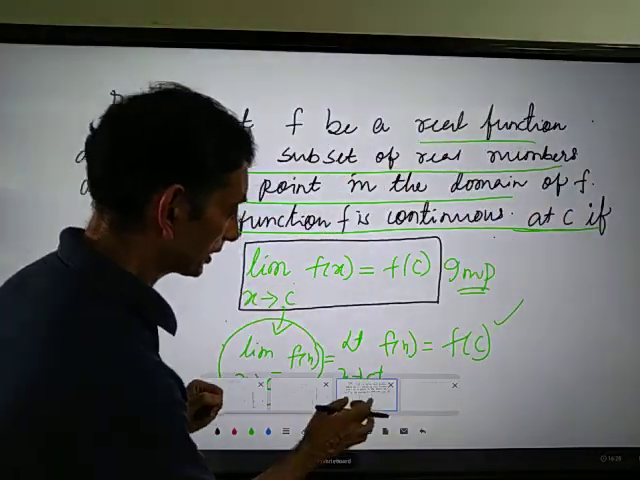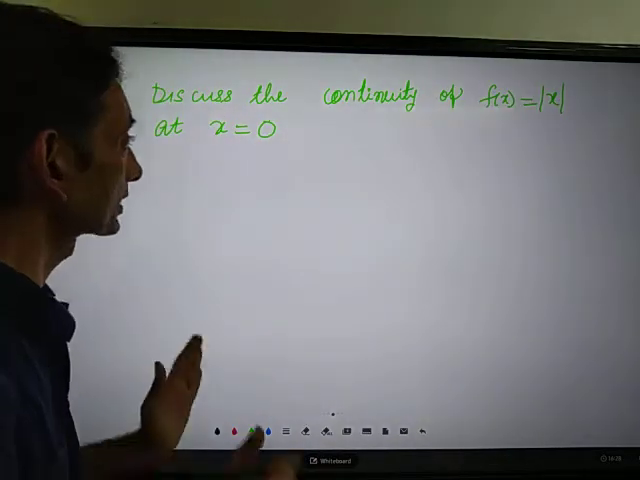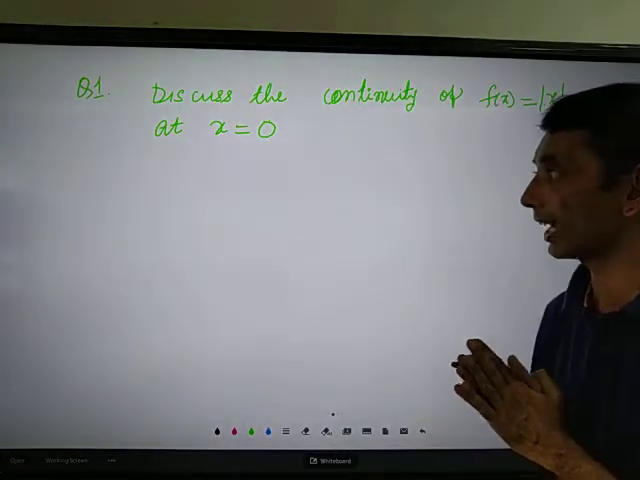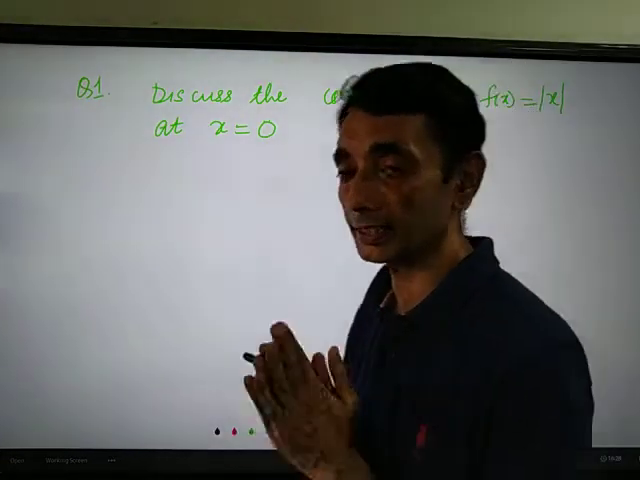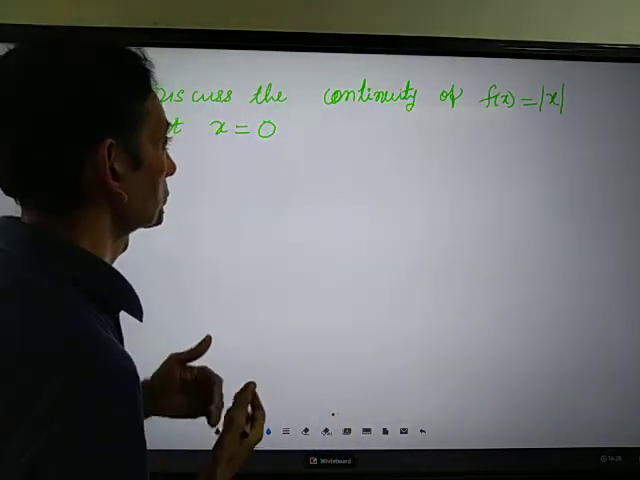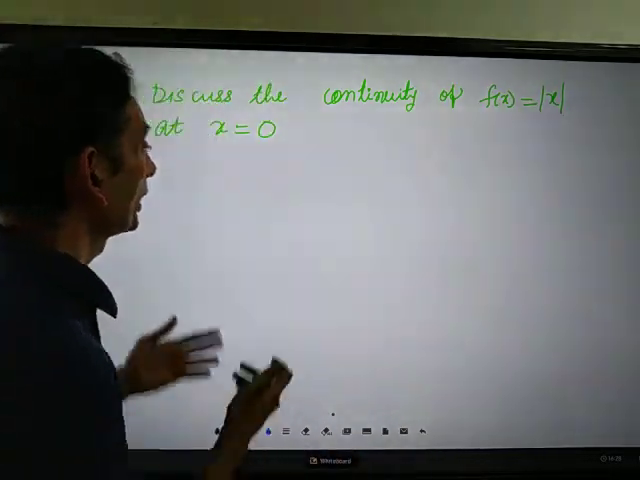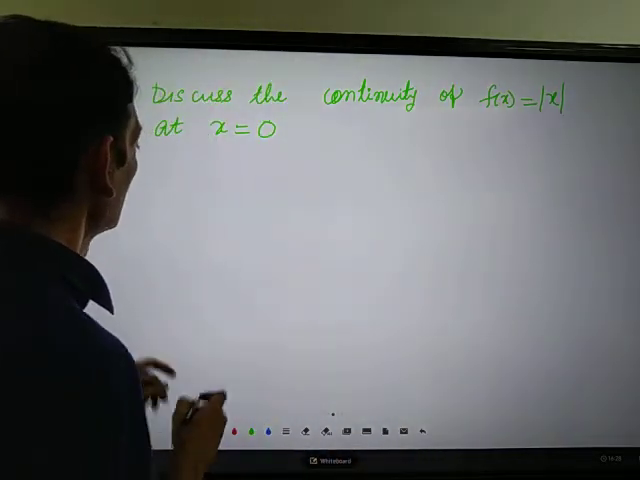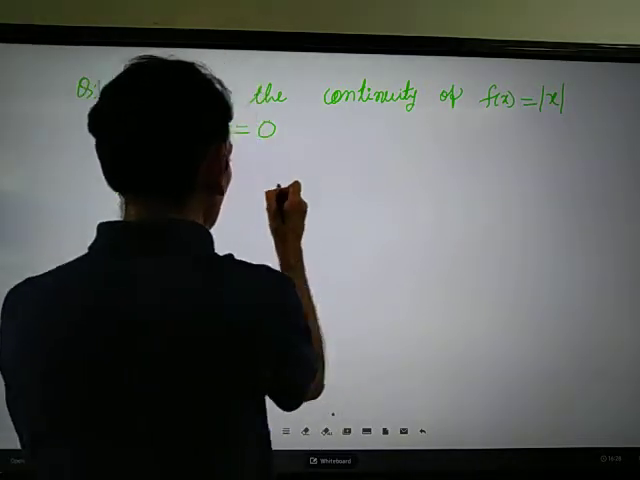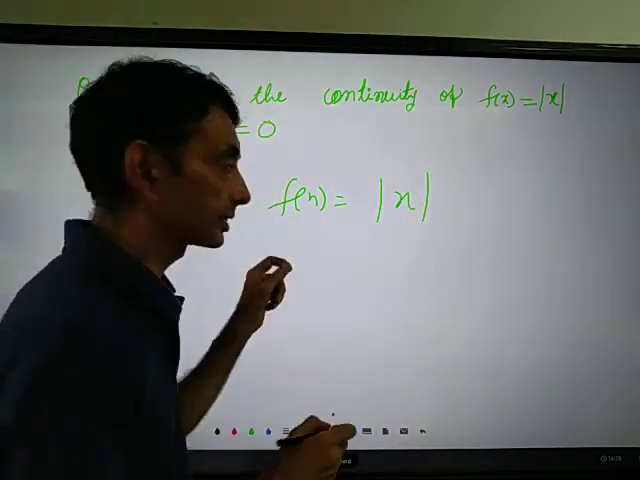So we can move to important questions. Let's discuss the continuity of the function f(x) equal to mod x at x equal to 0. Already I said that these are very basic questions, and please try to solve always from the easy to the difficult questions. Now let us solve this question. First, initially, we'll write this function in a simple form.